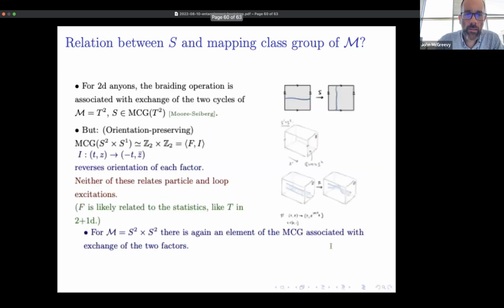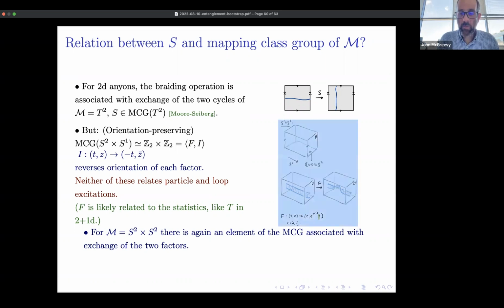Okay, so I think I have two slides left. Let me just quickly comment about what I said about the mapping class group. So in the case of 2D anions in the bulk, the braiding operation is associated with the exchange of the two cycles of the torus, which is an element of the mapping class group of the torus. But the mapping class group of S2 times S1, the part that preserves orientations, for example, has two Z2 generators, one of which is just reversing the orientation of both factors, and the other which is like a 3D analog of the Dehn twist.